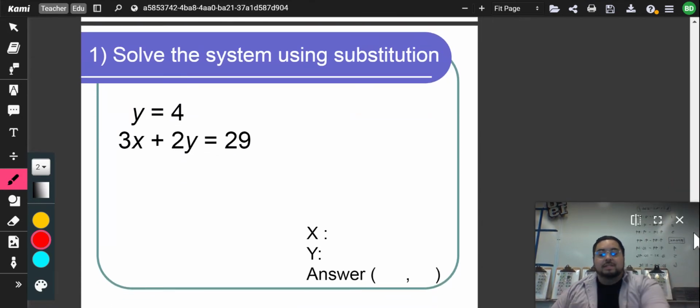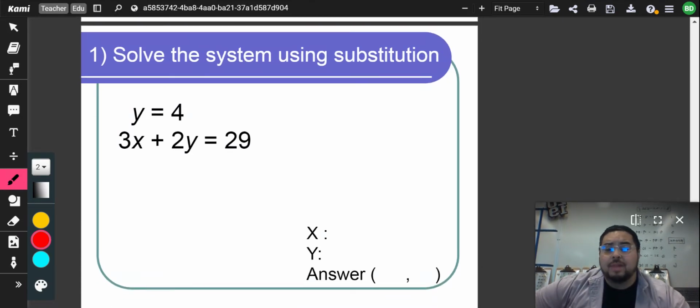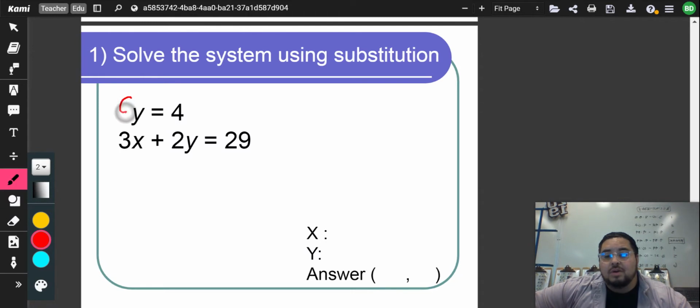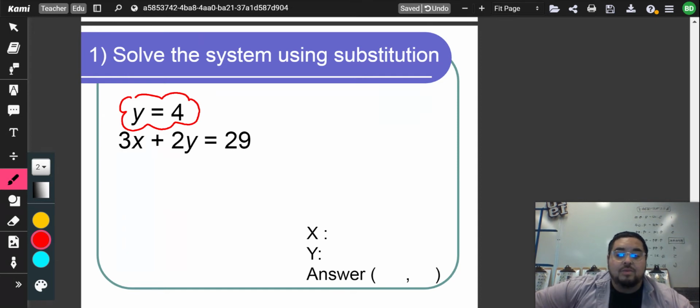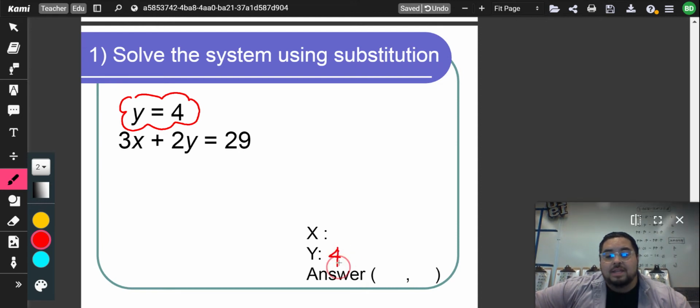Okay, here's our first example. So on a problem like this, the first thing you want to do is look at both of your equations. We notice right away that our first equation, y equals 4, is already solved for us in terms of what y equals. So when we have y equals 4, that's very important, very useful, because I already know one of the values that I'm looking for. Remember, I'm looking for a point here. So I need an x value and a y value, and I already have a y value. So I can go down here, and I can write that in. The y value is 4.